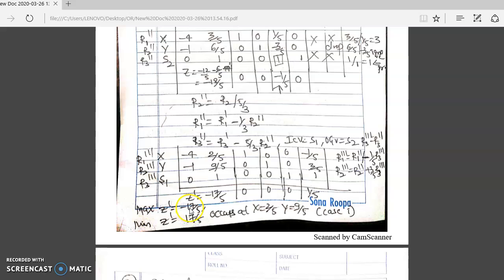Hence Z dash equals minus 17 by 5, but the given example is in terms of minimum, so multiplying with minus, again we get 17 by 5. It occurs at x equal to 2 by 5, y equal to 9 by 5.